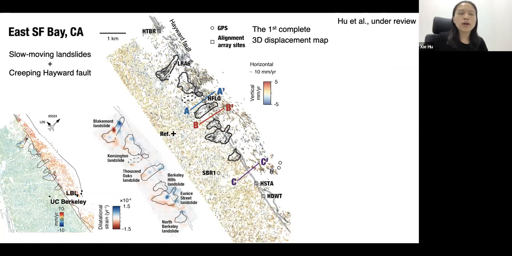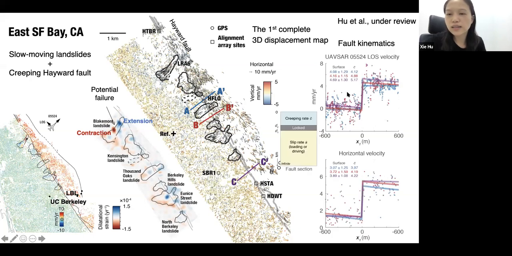And more recently, we are working on the landslides in the East San Francisco Bay area, and we obtained the first complete three-dimensional displacement in this critical zone. It shows clearly the slow-moving landslides and the creeping Hayward Fault shoulder by shoulder. The horizontal strain map suggests potential slope failure at the intersection between the horizontal extension in blue and contraction in red. We also extracted the cross-fault profile, and that can help us to reconcile the fault kinematics.